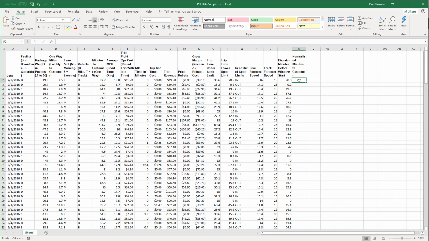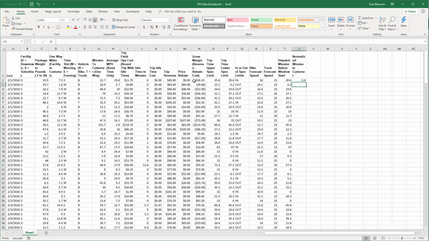So let me just put the formula in for you. This is equal to my minutes to customer, minus the average, open parentheses, and then I want the lower spec limit and the upper spec limit, close the parentheses, and hit enter. And so the first one's minus 5.4.